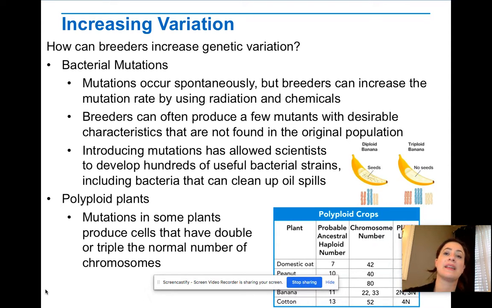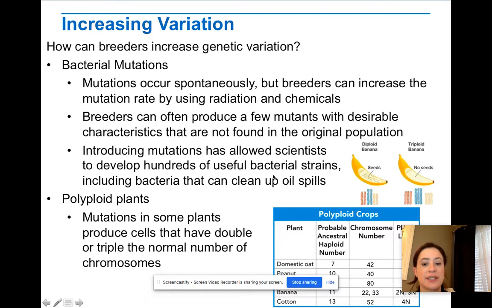But there are certain points where breeders will look to increase variation. So now how can that happen? Well, one way is by inducing mutations, but specifically to bacteria. One reason why breeders would want to introduce mutations is that it can induce new traits. Mutations occur spontaneously, but breeders can increase the mutation rate by using radiation and chemicals. Breeders can often produce a few mutants with desirable characteristics that are not found in the original population.